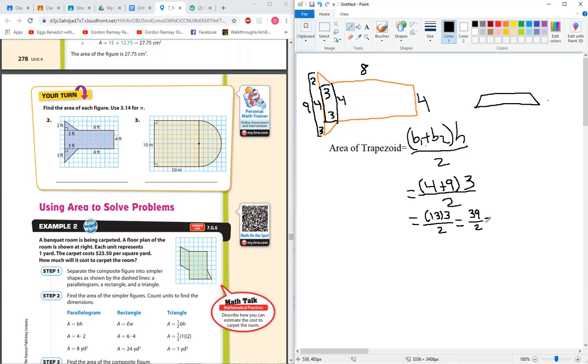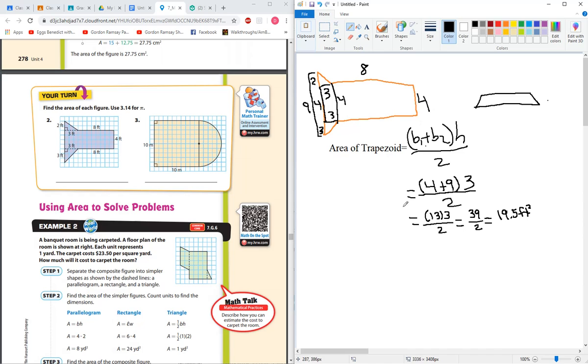And then 39 divided by 2. You can just divide top by bottom. So top divided by bottom, that's what? 19.5? 19.5 feet squared. Now remember, I'm not done. That's just my trapezoid. Now I need to find my rectangle.